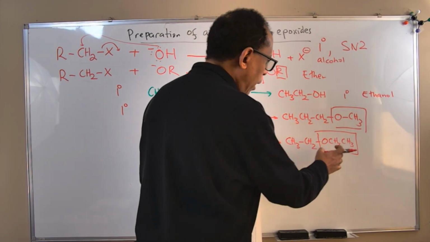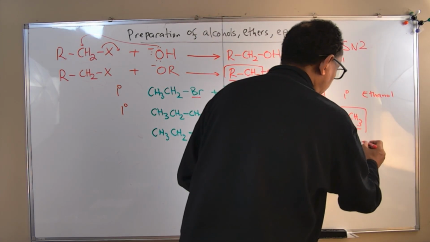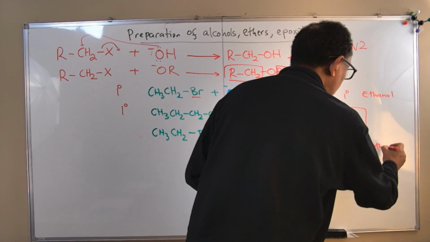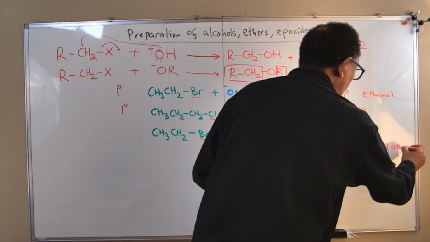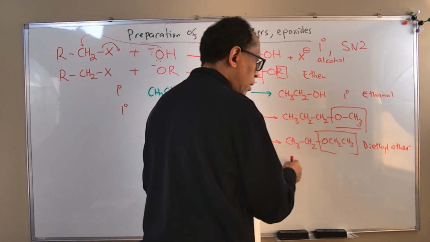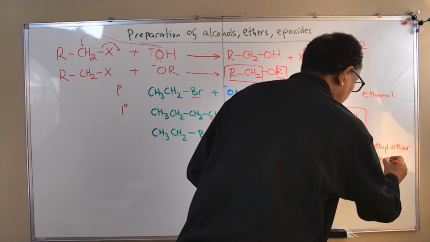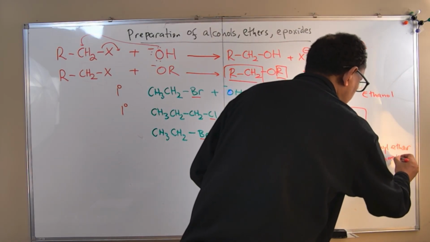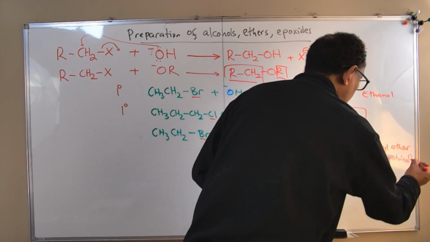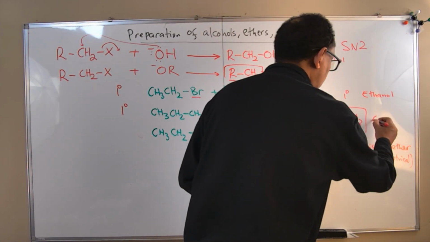This is a diethyl ether. This is called diethyl ether. This is a symmetrical ether because they are the same on both sides of the oxygen. But this is an unsymmetrical ether.